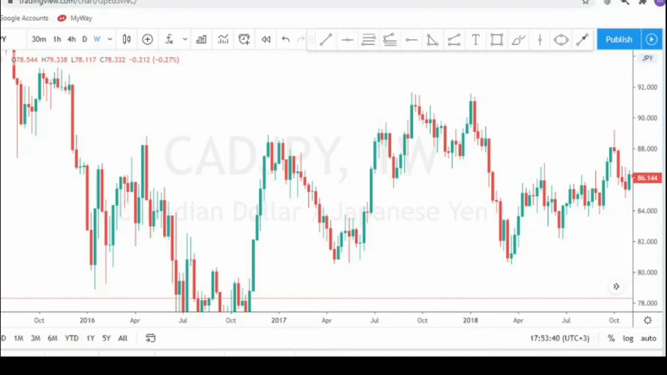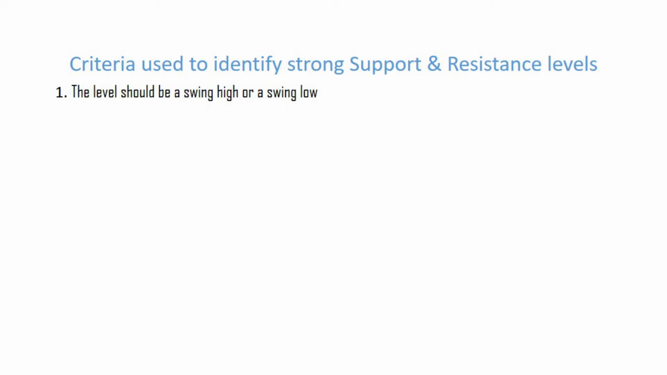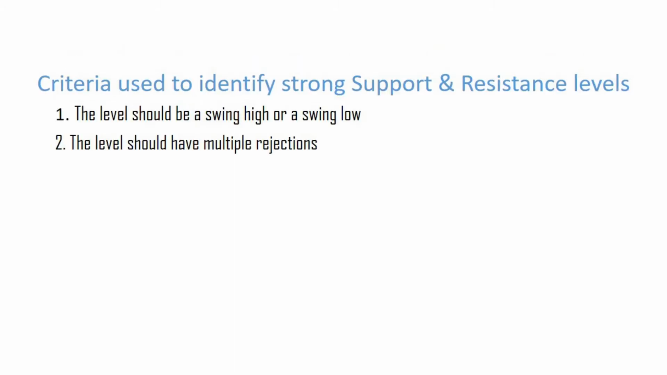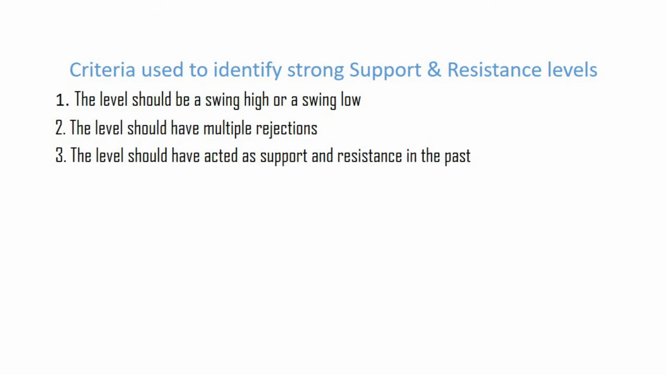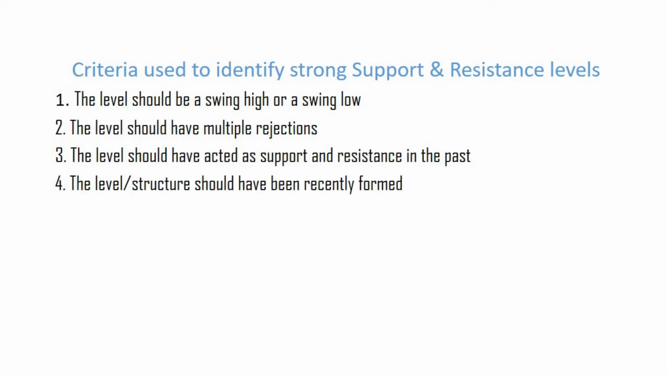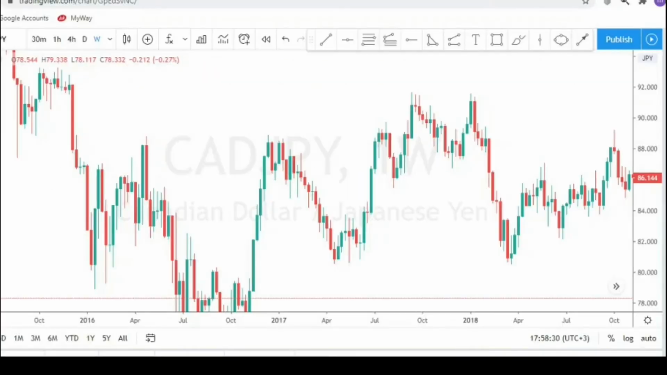Criteria used to identify strong support and resistance levels. 1. The level should be a swing high or a swing low. 2. The level should have multiple rejections. 3. The level should have acted as support and resistance in the past. Finally, 4. The level should have been recently formed. So let's look at the first example.